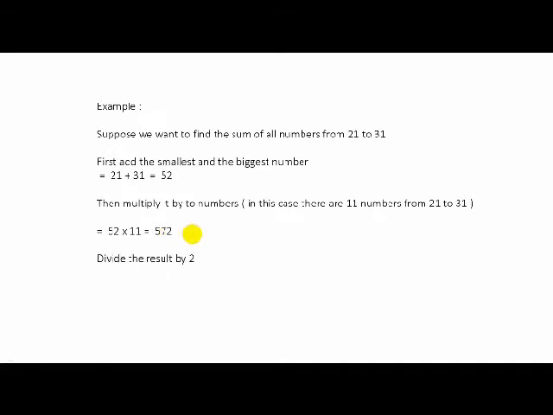Now the next step, divide this result by 2. So 572 is to be divided by 2, and the result you get as 572 divided by 2 is equal to 286, and that's all, you got the sum of all the numbers from 21 to 31, that is 286.